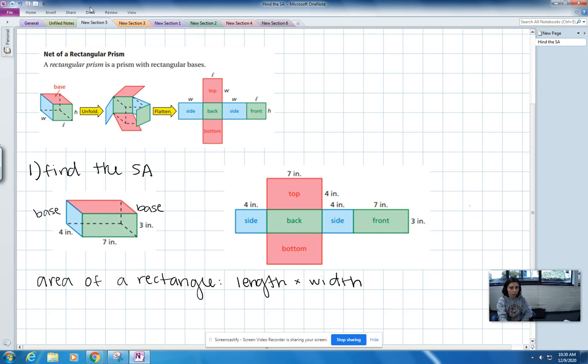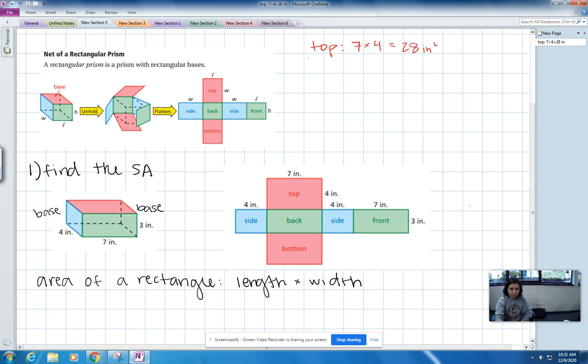So let's start finding our areas. I'm going to start with the top and the bottom. So they're both in red because they are both the same rectangle. They have the same measurements. So the top, I want to find the area of the top. It's a rectangle, so I'm going to multiply the length and the width. 7 times 4. And I'm going to get 28. Remember, area is always units squared, so this is 28 inches squared.